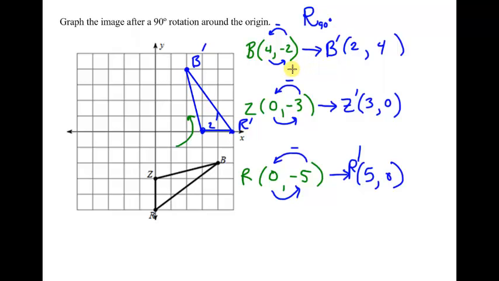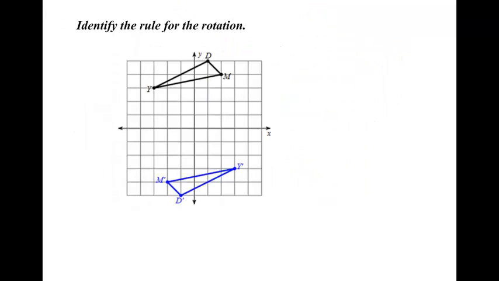And there's my rotated triangle. Okay, now in this example, we're kind of working backwards here. You get to identify the rule for this rotation. Take a look at what has happened. Basically, you want to see how many degrees it's rotated, and we'll just assume a counterclockwise rotation.